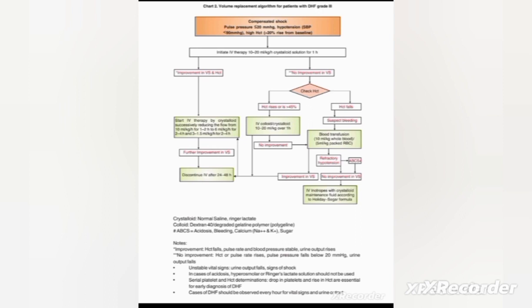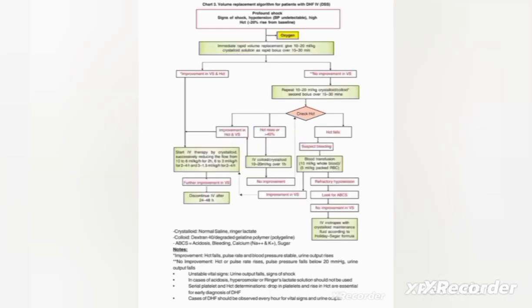That is based on the patient's condition, and we have to continuously observe for refractory hypotension, acidosis, bleeding, calcium levels, and sodium and potassium levels; electrolytes we have to continuously monitor. Along with that, we have to monitor the sugar level. And if there is no improvement, we have to give emergency management like inotropes. So these all are the management of grade 3 dengue hemorrhagic fever.